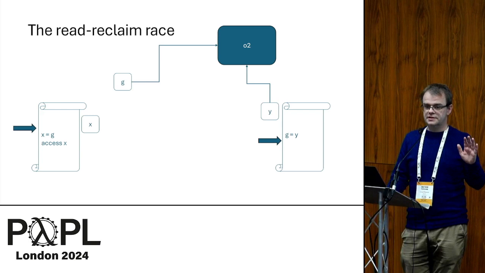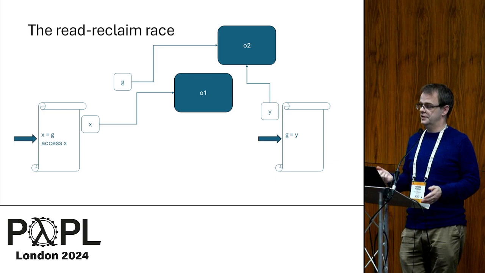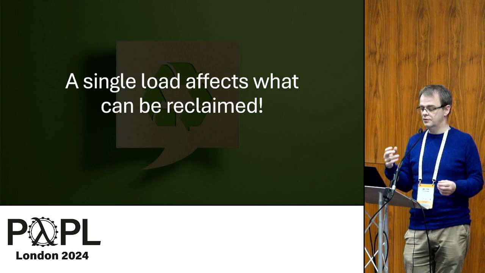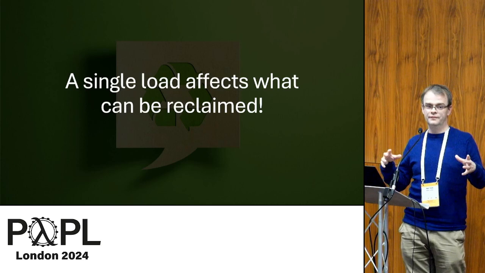But let's restart this program. So we'll restart the race, and we'll go again. And now if we operate in the other direction, and the read occurs first, then we can't reclaim that object. So a single read, where it occurs in what's going on, affects what can be reclaimed. So if you think reading is cheap and you want temporal safety, you're wrong. That's really important, that just one read of memory can affect what can be reclaimed.